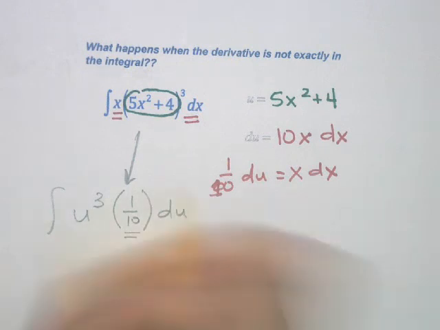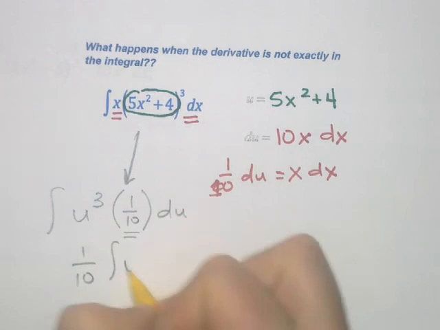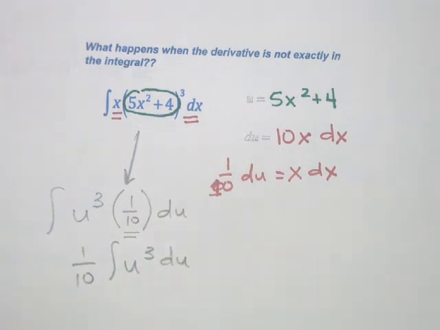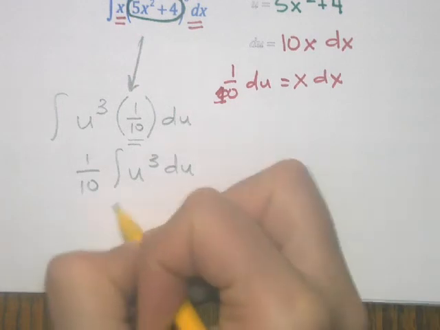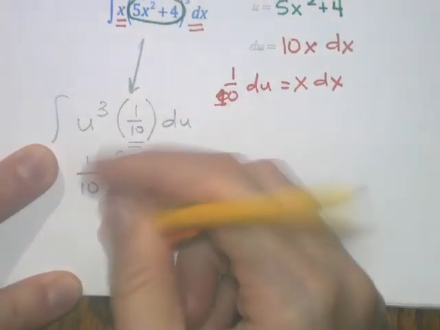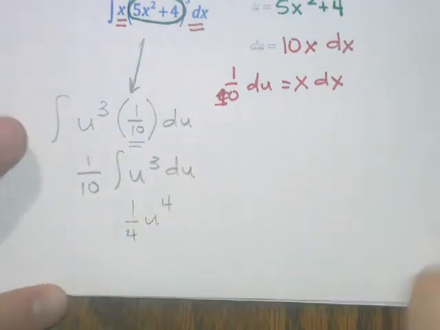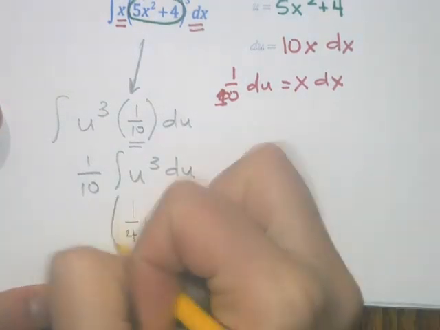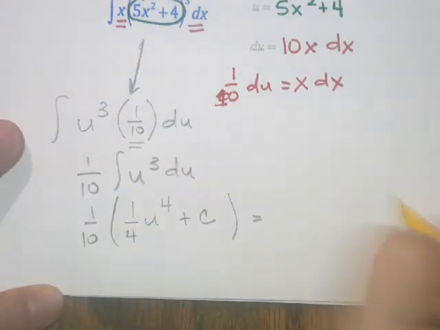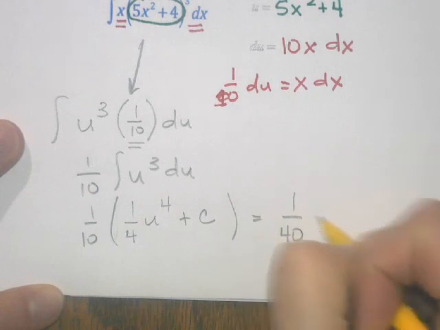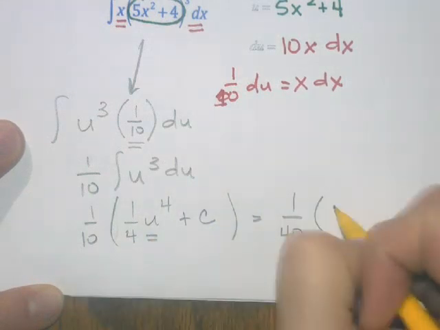Well, I don't actually want this 1/10 in my integral at all. So remember, if it's a constant, we can bring it outside the integral. And so I'm going to bring that outside the integral and just multiply by 1/10 at the end. Now this integral, or antiderivative I should say, is really easy. We're going to make it 1/4 u to the 4th power plus c times 1/10. So that's going to give me 1/40th.